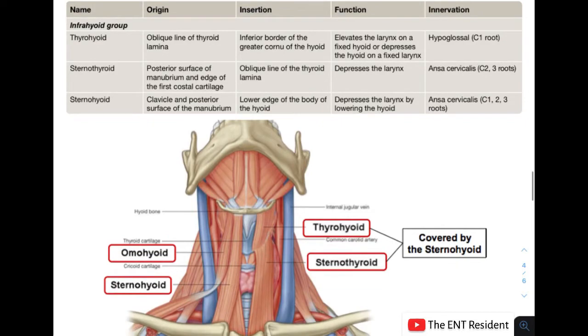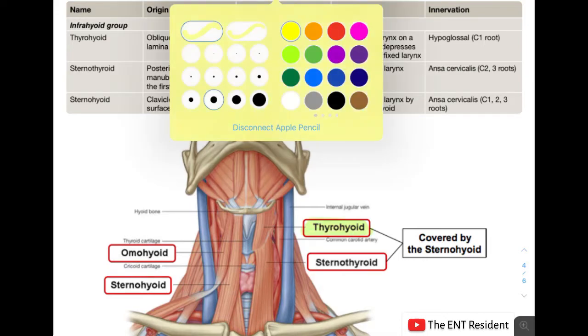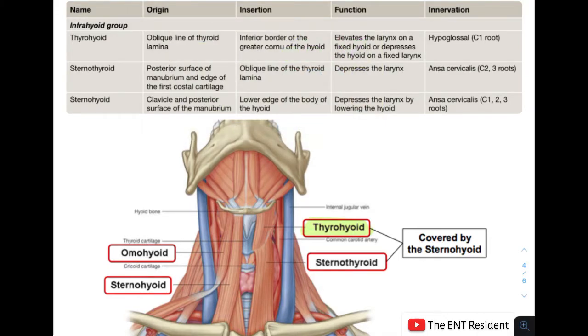So first we will see the thyrohyoid. The thyrohyoid, as you can see, this is the thyrohyoid muscle. It takes its origin from the oblique line of the thyroid lamina, as you see over here. Oblique line of the thyroid lamina over here.